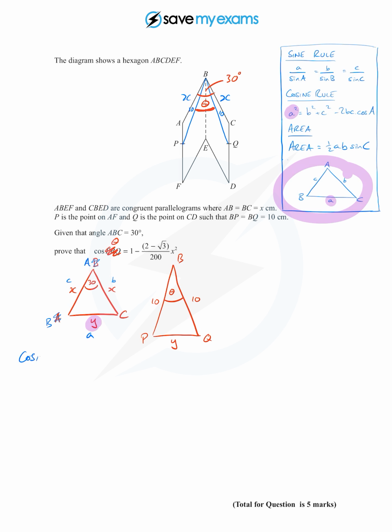So, using the cosine rule on this triangle, let's put in what we've got. Well, we've got a squared, so that's y squared, is equal to b squared, which is x squared, plus c squared, which is also x squared, minus 2 times b times c times cos A. And A is 30, is it not? Okay, so let's sort this out a little bit. So I've got y squared equals, well, x squared plus x squared is 2x squared. And then I've got minus 2 times x, which is also 2x squared, but it's multiplied by cos 30.